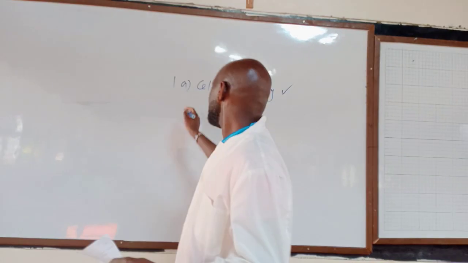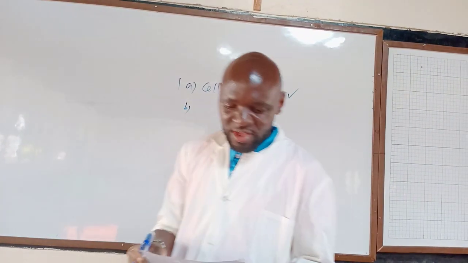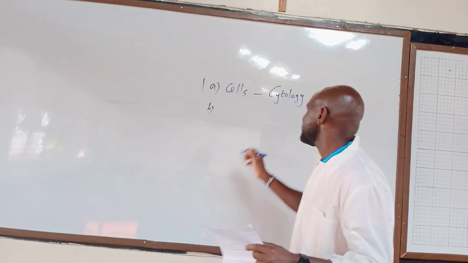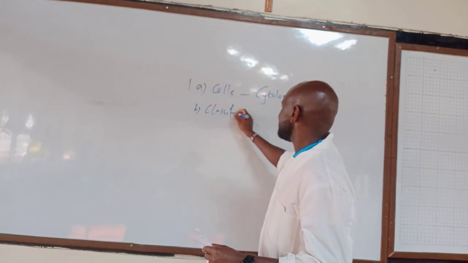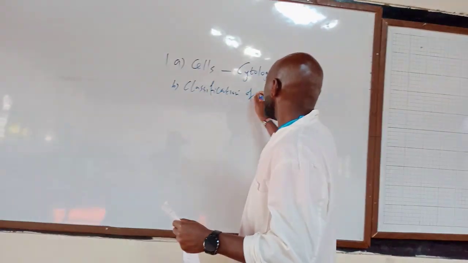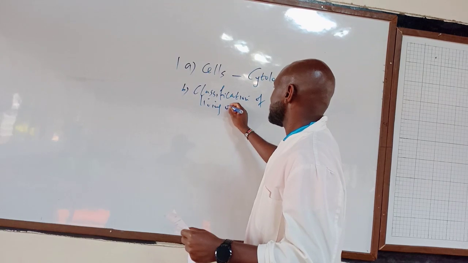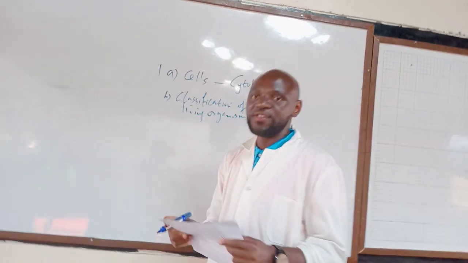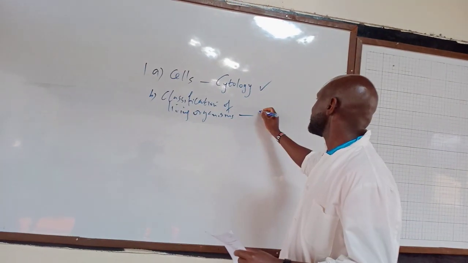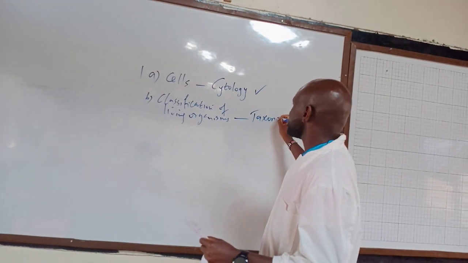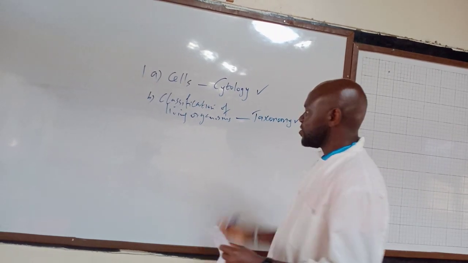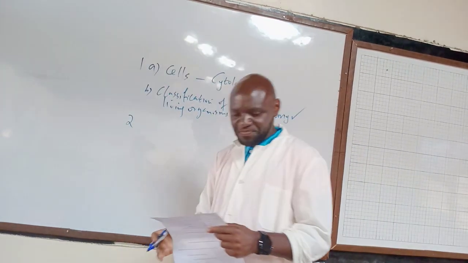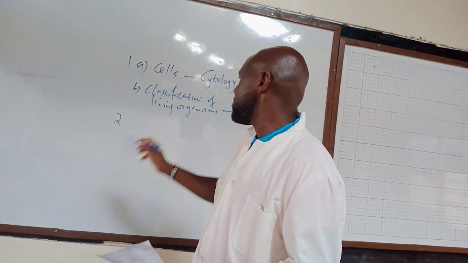And then part B says you give the name of the branch of biology that deals with study of classification of living organisms. And we said the branch of biology that deals with classification of living organisms is called taxonomy. So taxonomy is the correct answer.